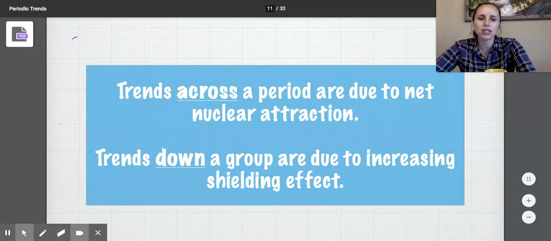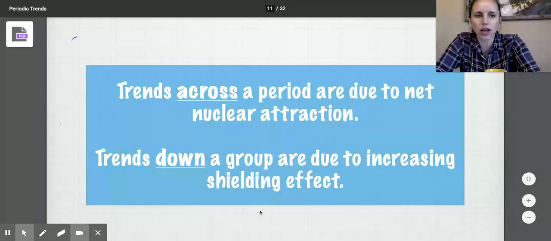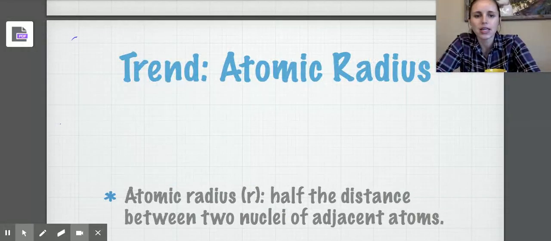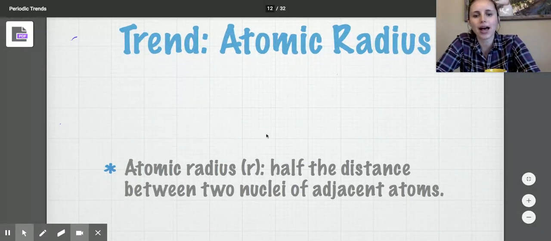So now that we understand the basis of this, let's take a look at some of our trends. And for every single trend, we're going to think about how shielding effect and net nuclear attraction come into play. So our first trend that we're going to talk about is atomic radius. Just a reminder, we've done a little bit of chemistry review already, but atoms have an equal number of positives and negatives. So atoms don't carry a charge. We're going to define atomic radius as half the distance between nuclei of adjacent atoms.